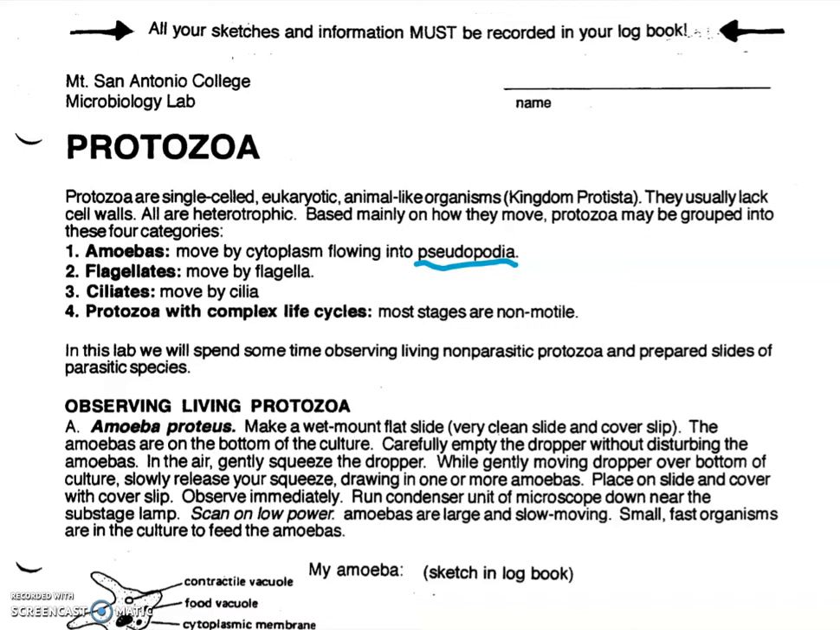Flagellates, they move by flagella. And the ciliates move with cilia. Flagella will be long whip-like extensions that help a flagellate to move. And ciliates are fairly short, but usually all over the surface of the protozoa. And then we have the protozoa that have complex life cycles, and they are also referred to as apicomplexa.